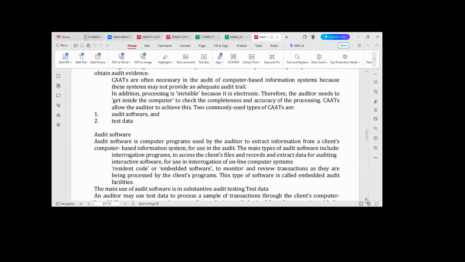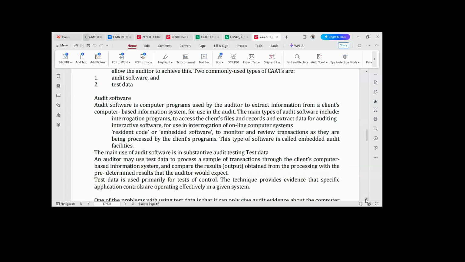As you can see, the interactive software is mainly used for what? Online computer system, which is what I've talked about now. Konga, Jumia, you have them there. They are used for online computer system. Okay? I hope you are getting it. So those are the types of the audit software.